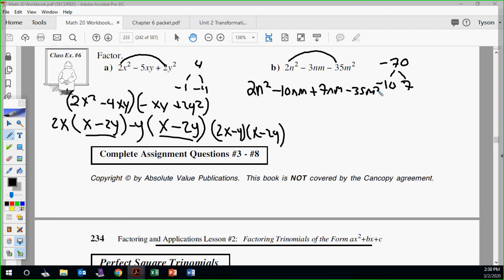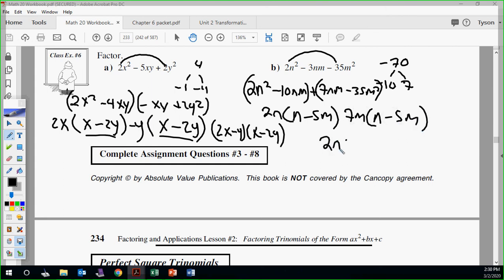Got to group, GCF, gets a little tiresome, doesn't it? Kind of the same thing over and over. It's definitely a repetition lesson. Okay, pull the 2n out. That gives you n minus 5m. Pull the 7m out. That gives you n minus 5m. So your final answer on this one, right there, 2n plus 7m, n minus 5m.